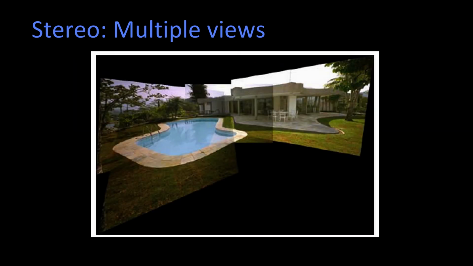And in general, you can have lots of views where you have images taken from a whole bunch of places or a whole bunch of directions, and it's a question of how do these images relate. And this notion of how images relate and how they relate to the scene, that's what we're going to be focusing on.